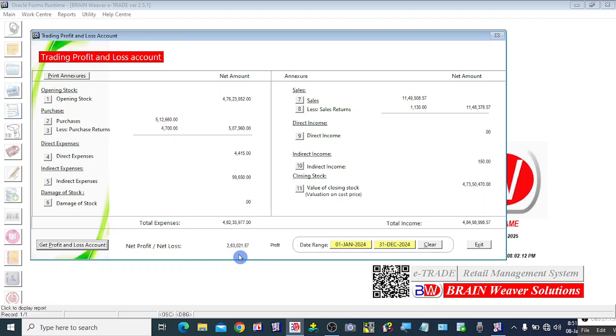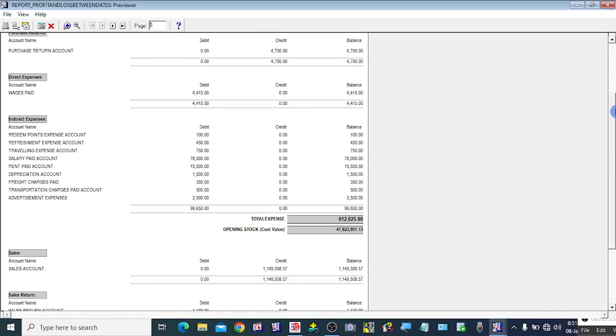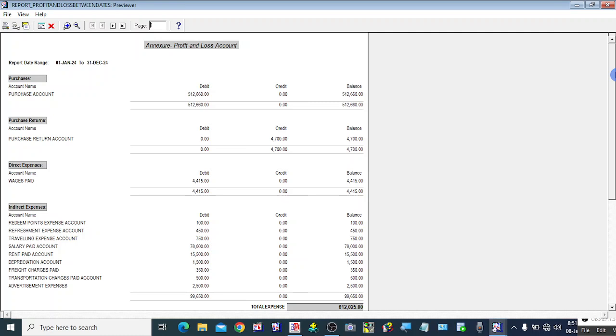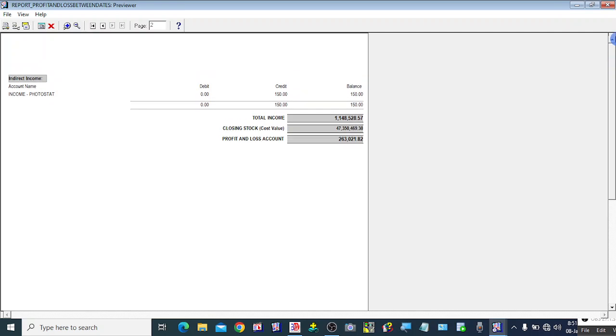If you want to generate a paper report of this profit and loss account, by clicking this annexure button, we can generate the profit and loss account annexure like this. Under the group purchase, we can see the purchase information. Purchase return, we can see here all the expense and direct expense and indirect expense. Sales return. All such information. After that, we can see in this report what the profit is during this period.